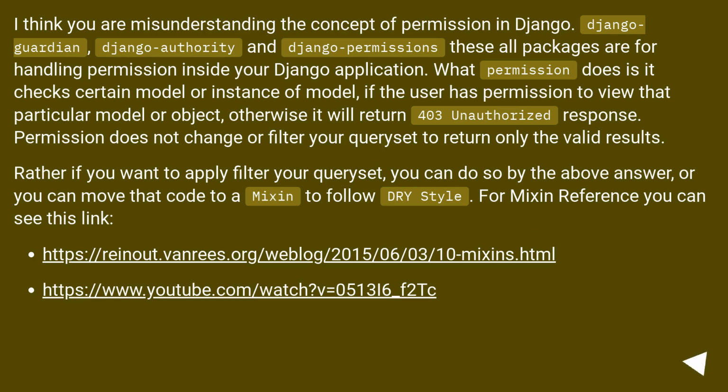I think you are misunderstanding the concept of permission in Django. Django Guardian, Django Authority and Django Permissions, these packages are all for handling permission inside your Django application. What permission does is it checks a certain model or instance of a model, if the user has permission to view that particular model or object, otherwise it will return a 403 unauthorized response. Permission does not change or filter your query set to return only the valid results.